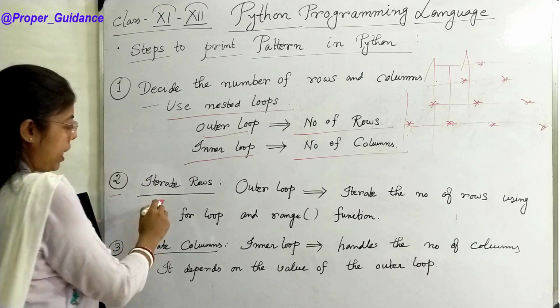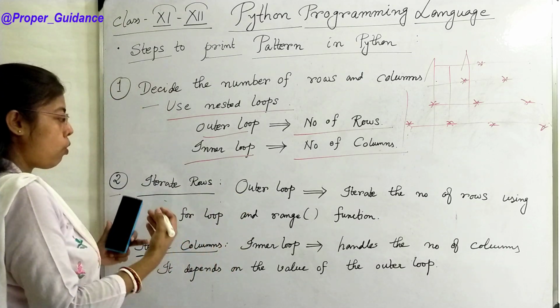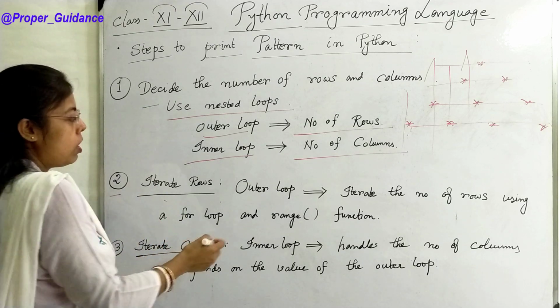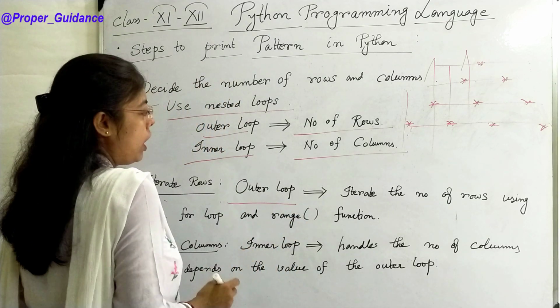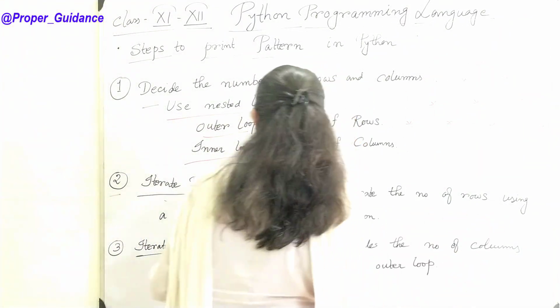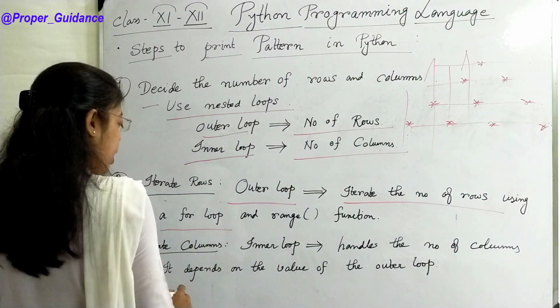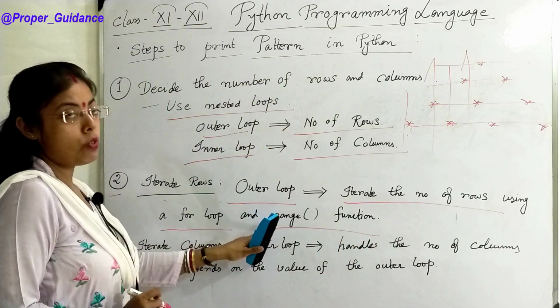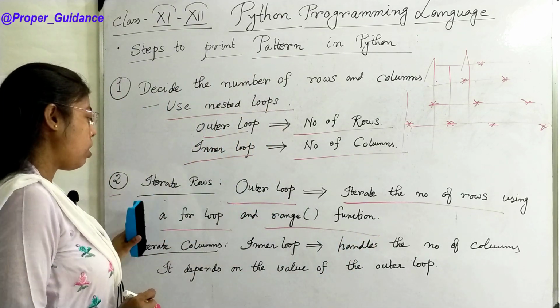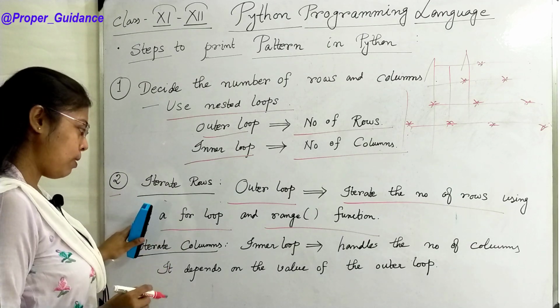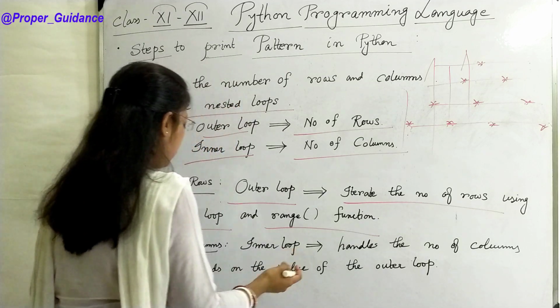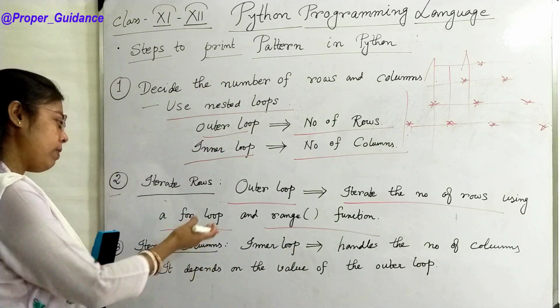Now number 2, iterate rows. Iterating rows means repetition of rows. How to iterate rows? With the help of the outer loop. Iterate the number of rows using a for loop. You can use a for loop and the range function. The range function is used in Python in a for loop. The syntax is somewhat different from other languages, and when you are doing any program you can see it.